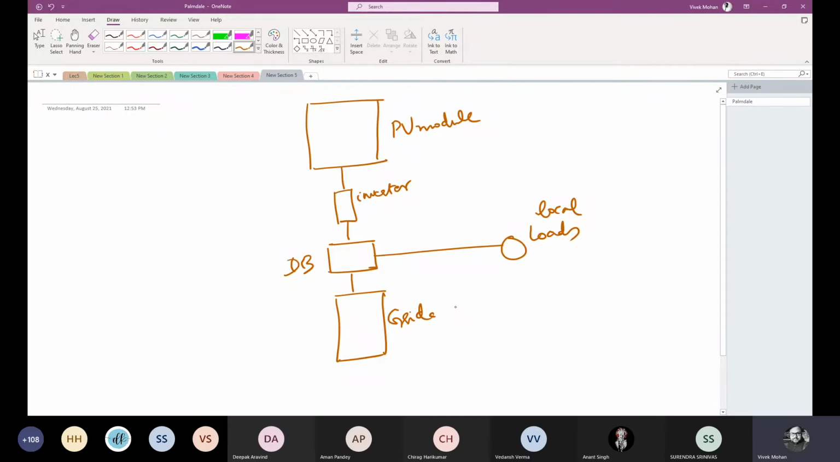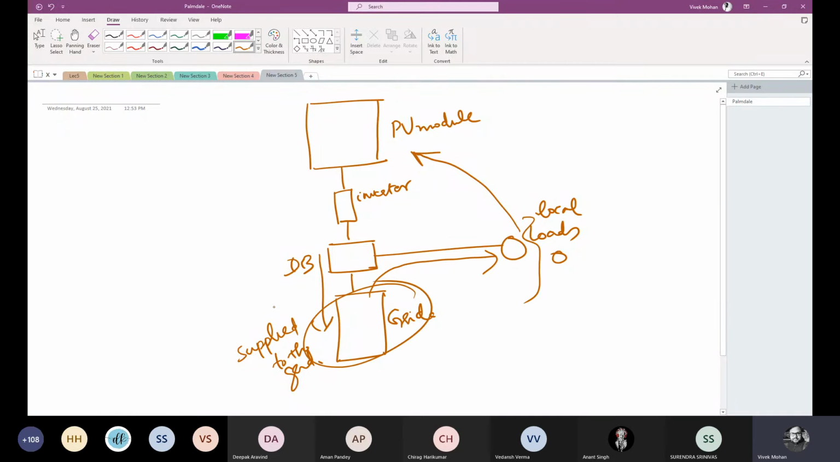So what can be done here? If your load demand is less when compared to the generated power from the PV module, then the remaining power can be injected to the grid, right? So it is supplied to the grid, and if the load demand is more when compared to the PV generation, then some amount of power can be taken from the grid and the load can be fully supplied. So here there is a backup, which is the grid. Okay, so this is the grid connected system. So the first one was a standalone system. This is a grid connected system.